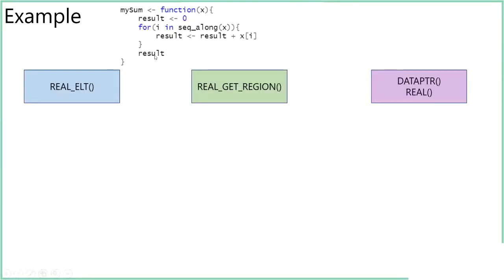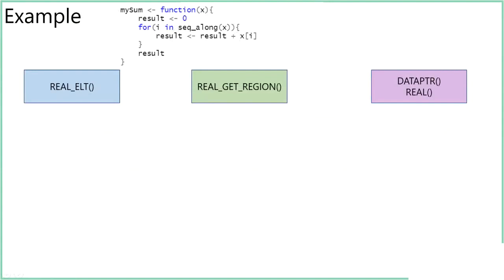Let's say we want to compute the sum of a vector. So here's my silly sum function in R, and it's pretty straightforward. First, I just allocate a variable for holding the result, and then I loop over the vector x, and I add the values of x into the result, and then return the result. So it's simple and straightforward.